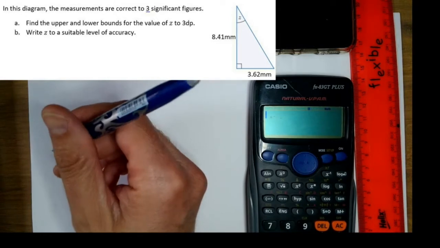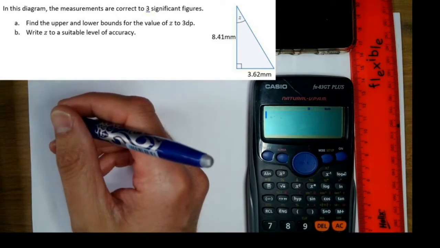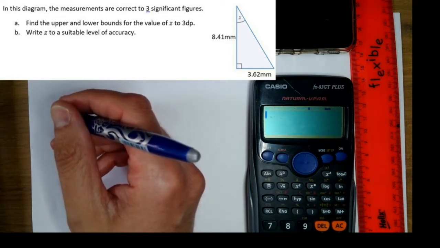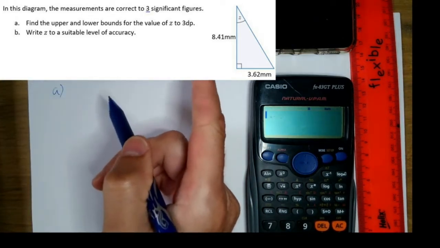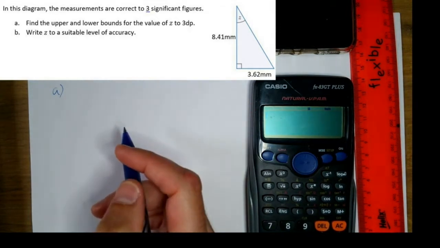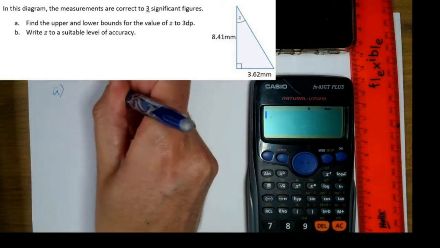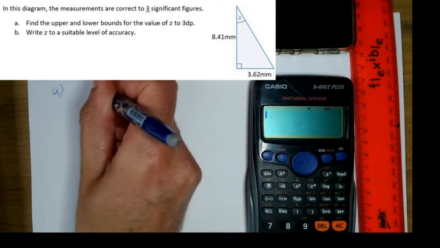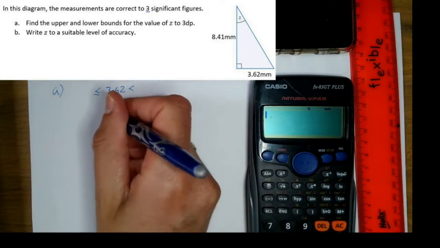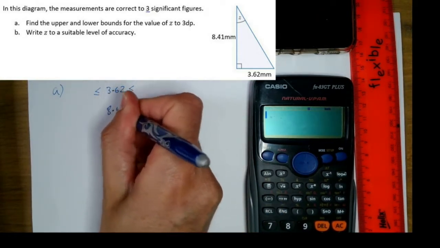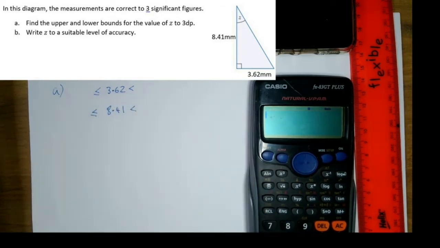So we have a right angled triangle, and it says in this diagram the measurements are correct to 3 significant figures. Find the upper and lower bounds for the value of z to 3 decimal places. The first thing to do is to write the error bounds for these two numbers. We've got 3.62 millimeters, and the error bounds look like those, and we've got 8.41 millimeters. So I'm just setting up right now, and there's the inequality signs for those.